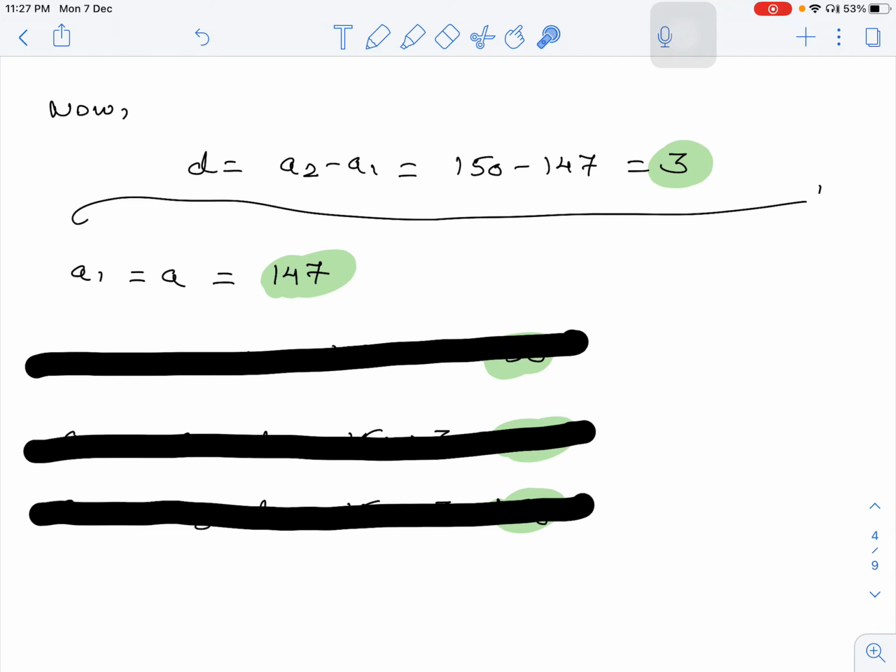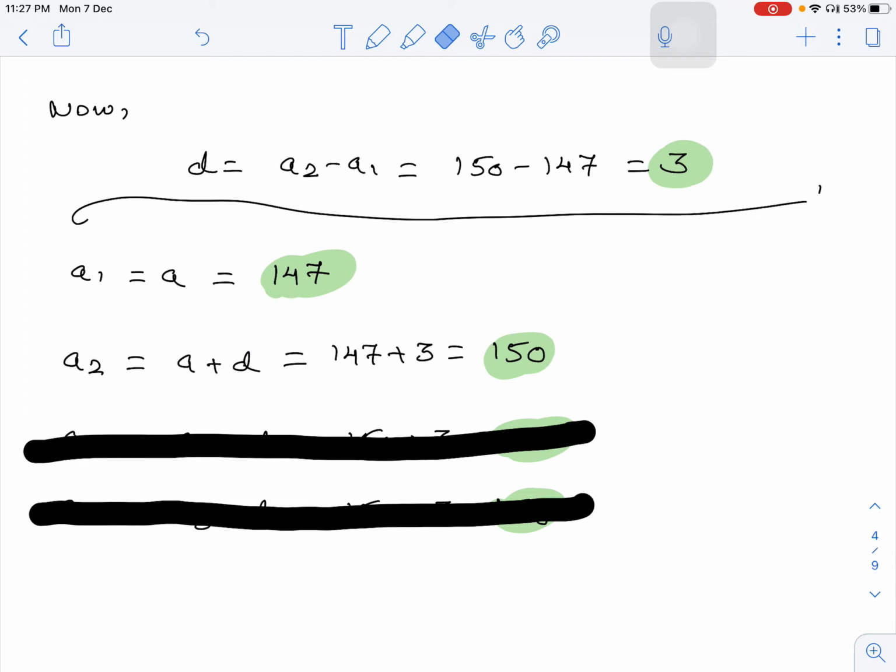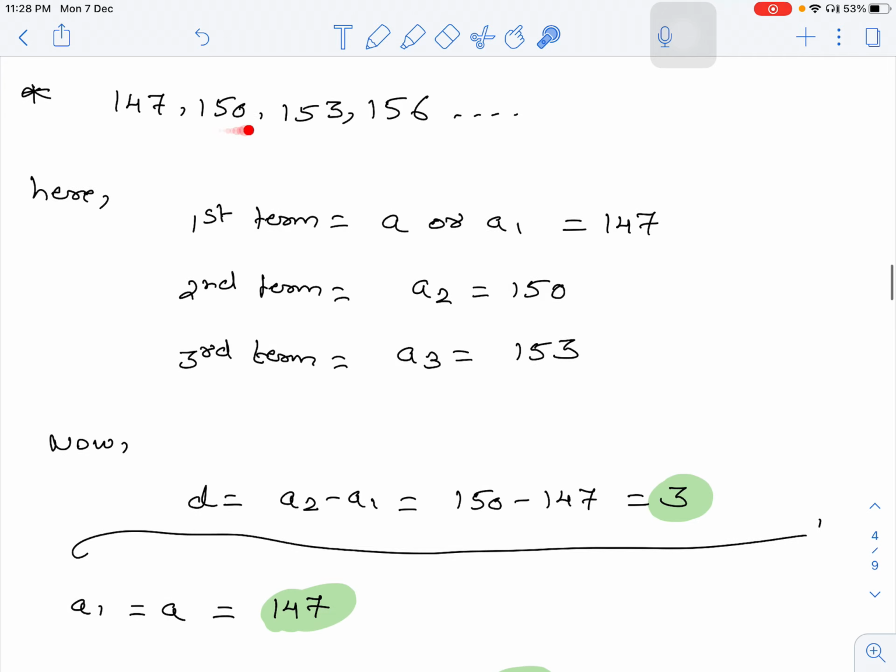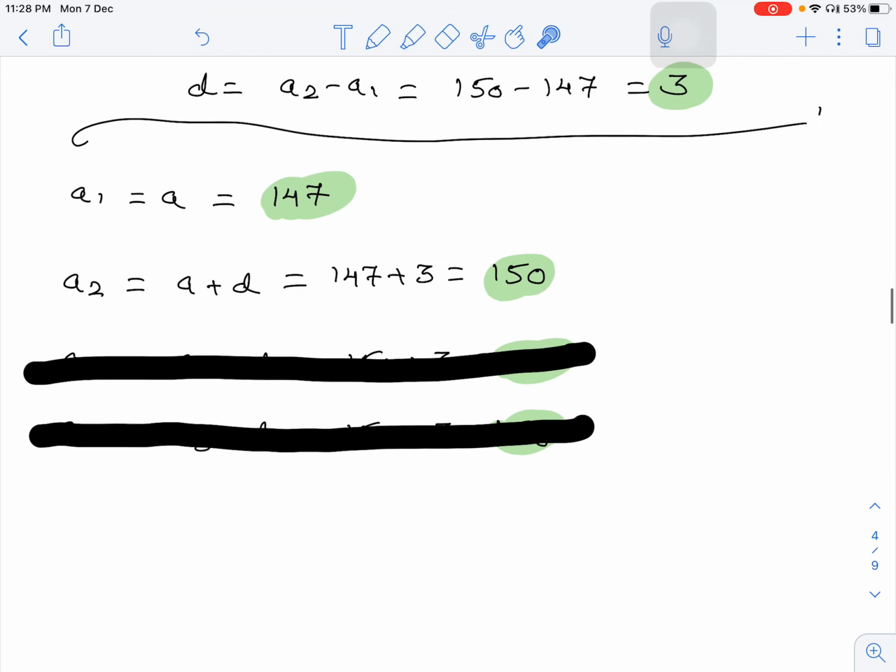Again we are going to write it in a different way. Now, how to get A2? We get the second term when we add this difference to the first term, that is 147 plus 3. Just to check whether we have the same number. Yes, we have the same number.